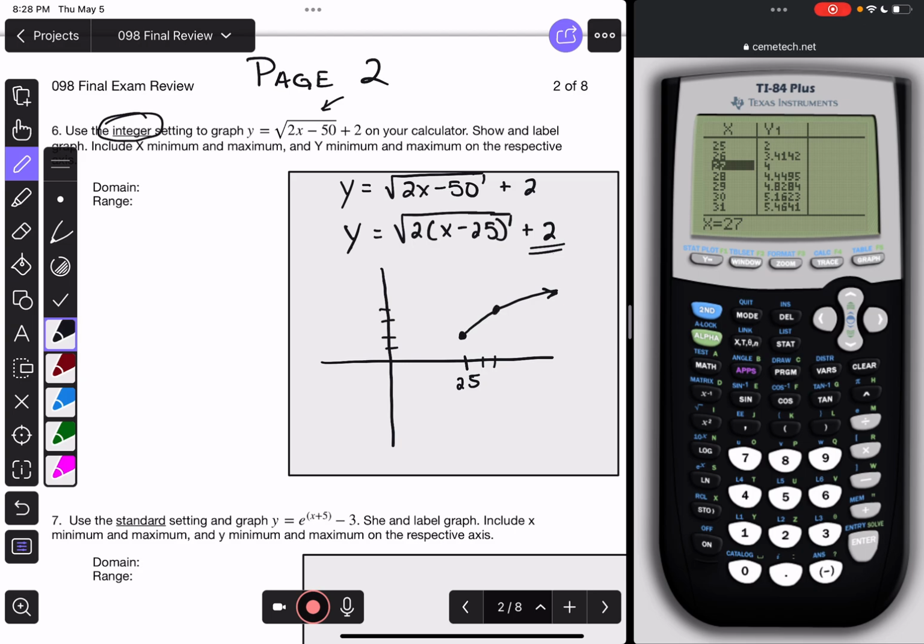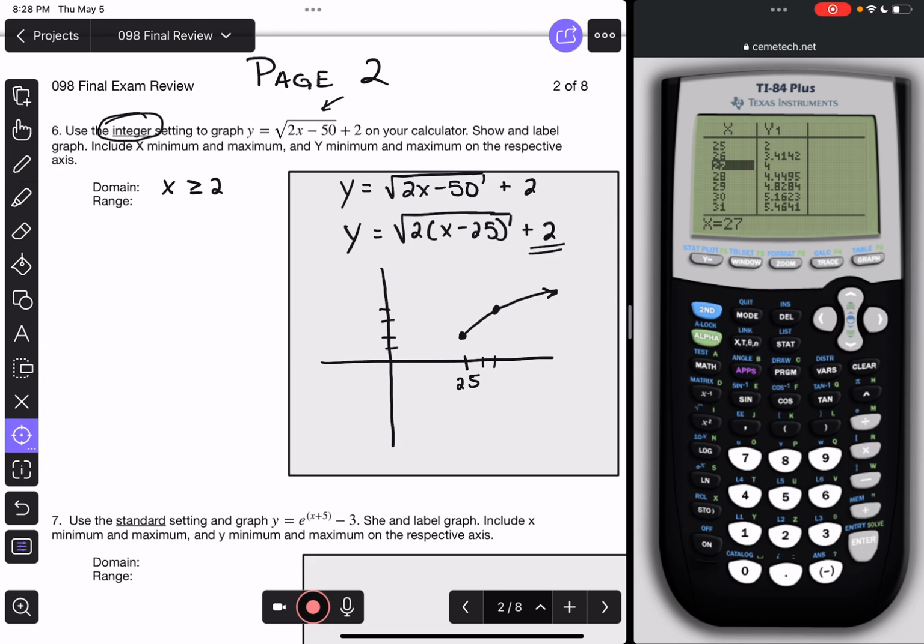Something like that. And our domain, pretty easy to answer. The x values, well, it starts when x is 25 and goes to the right. So our domain, x is greater than or equal to 25. And our range, it starts here at, oh gosh, that's 25. Sorry for domain.